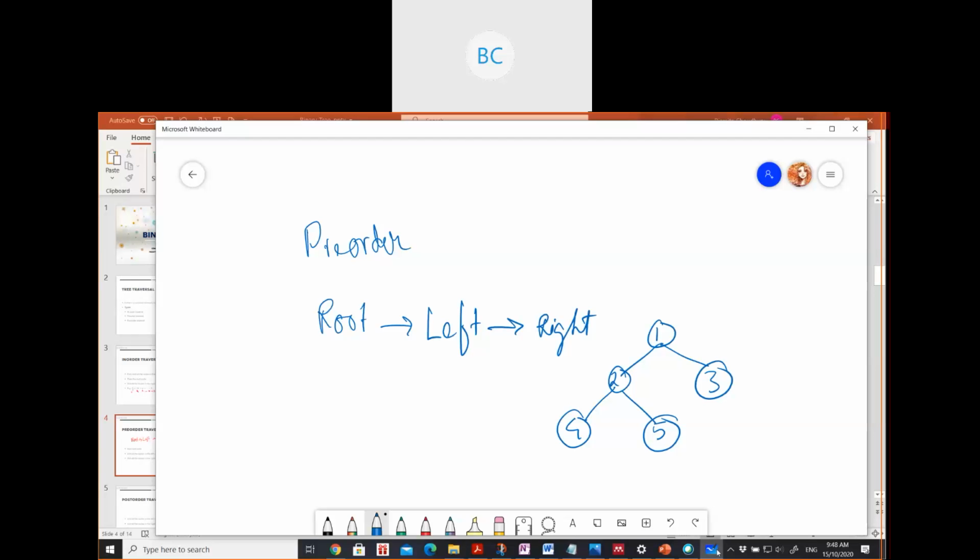2, 4, 5, 3. Wait, wait. You guys are correct. I'm the one who just gave you the wrong answer. If you go from the root, that means you have to see the root first. So 1 will come here. Then you will move to the left portion.